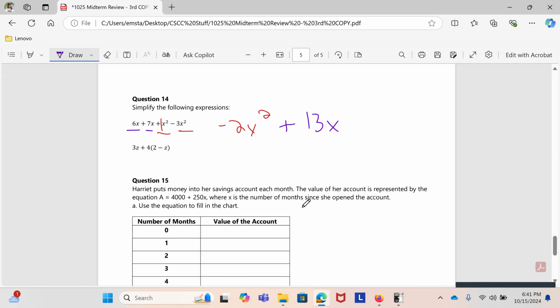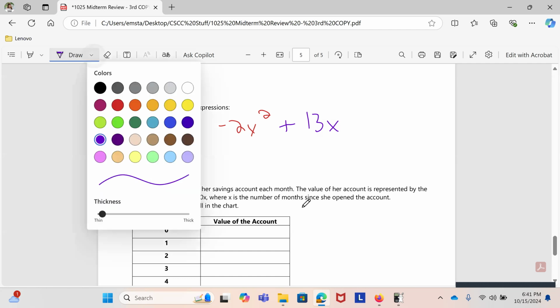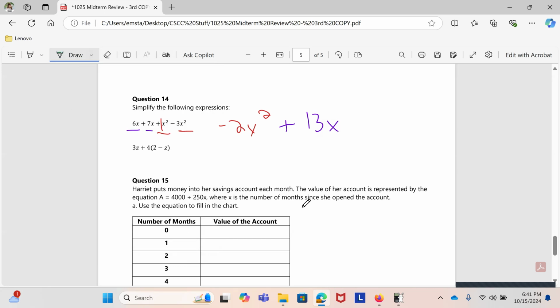So your answer is negative 2x squared plus 13x. You could also write it as 13x minus 2x squared. Yeah, addition's commutative. You can change your order. Questions?